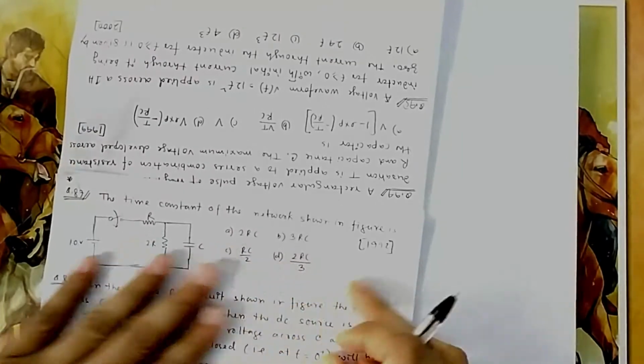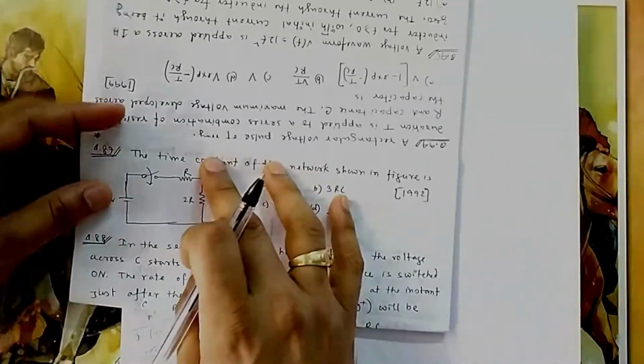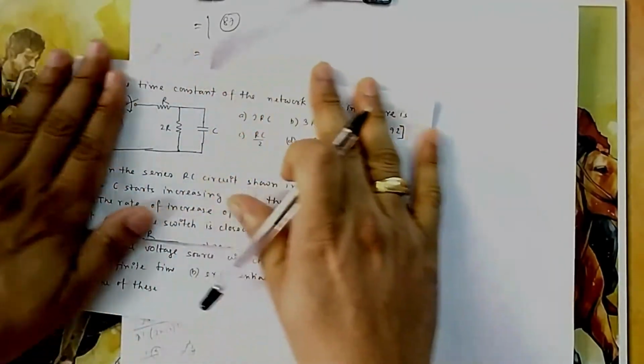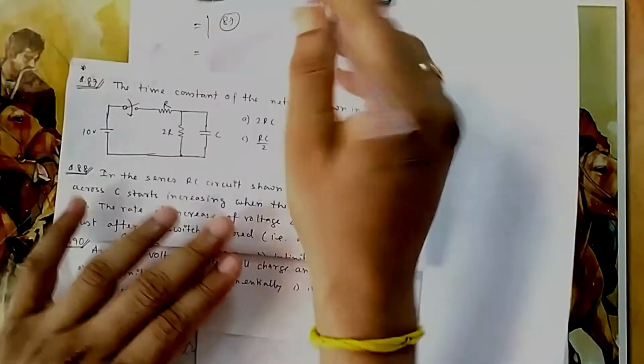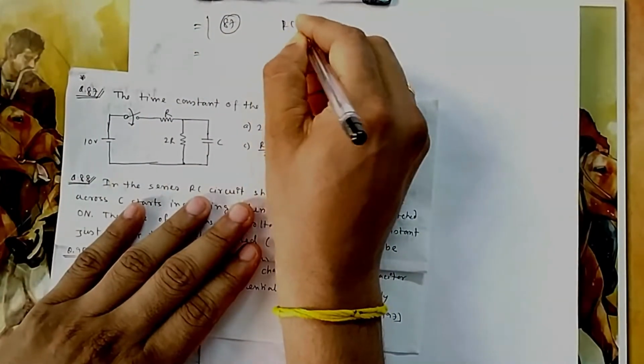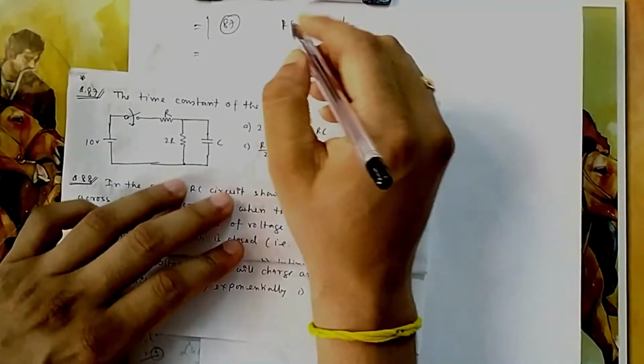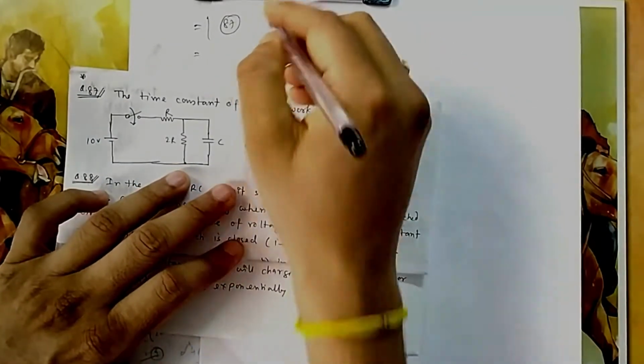In question number 87, they are asking to find the time constant of the network shown in the figure. So these are the switching circuits, first order switching circuits. For a first order switching circuit, you need to find the time constant. For the time constant of an RC circuit, it is RC. For an LR circuit, it is L by R. So how to get this R, this resistance?